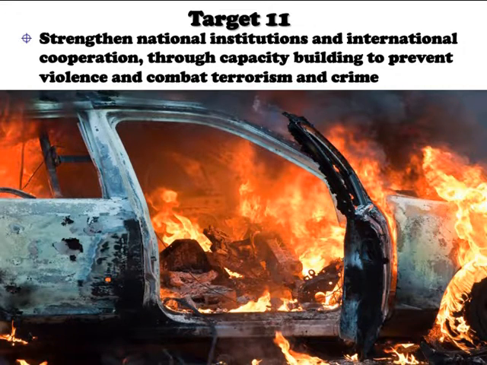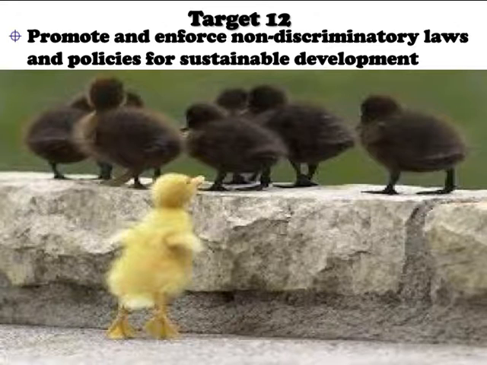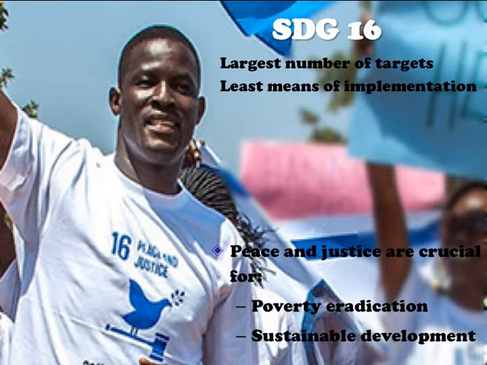Target 12, and this is the last target, promote and enforce non-discriminatory laws and policies for sustainable development. This is important to take place through the appreciation of diversity in all its forms and a greater focus on equity, possibly rather than equality, in order to involve everyone in the democratic and governance process.